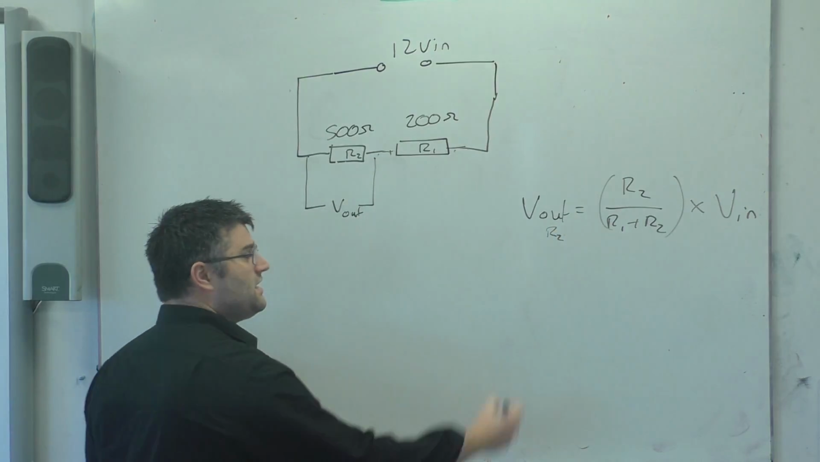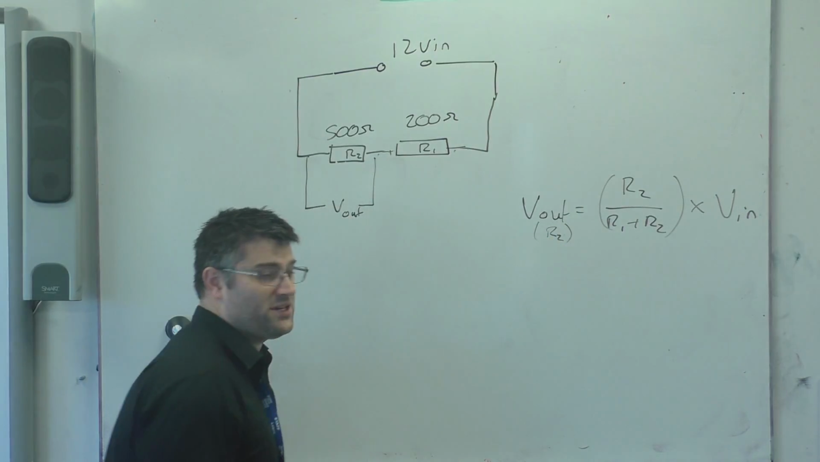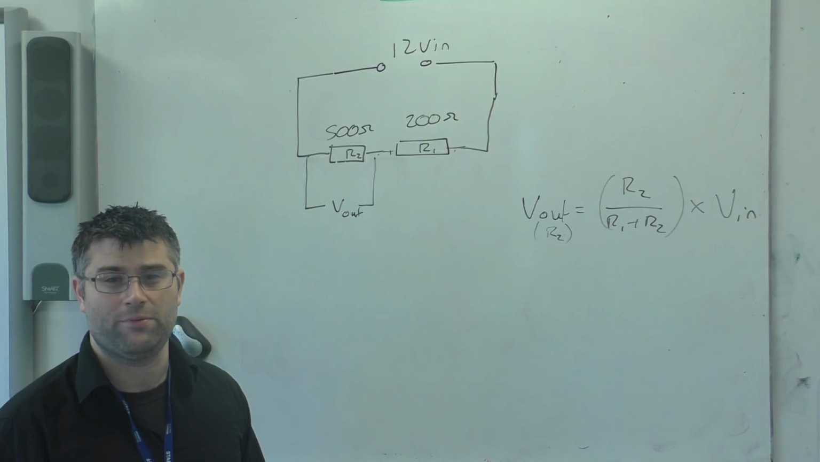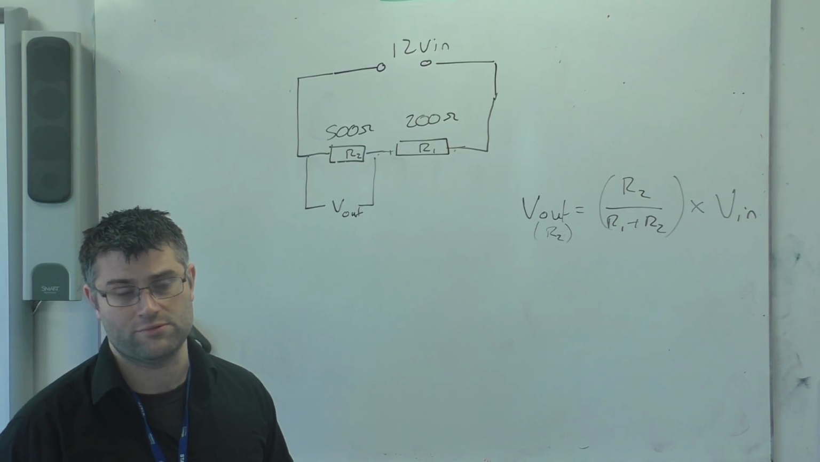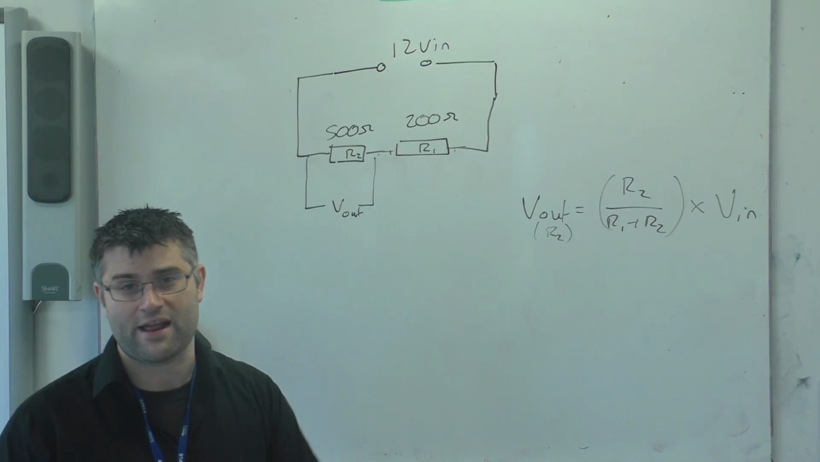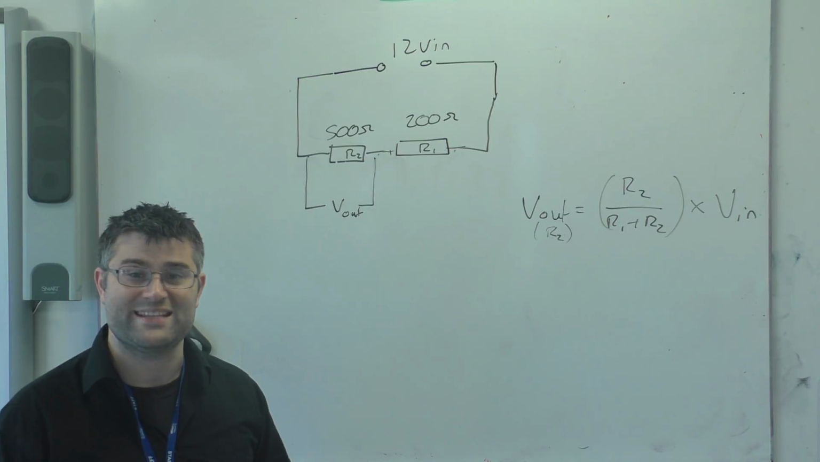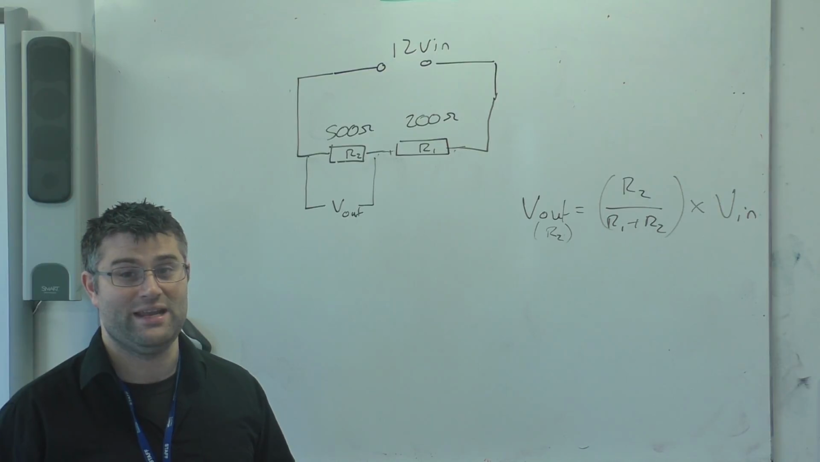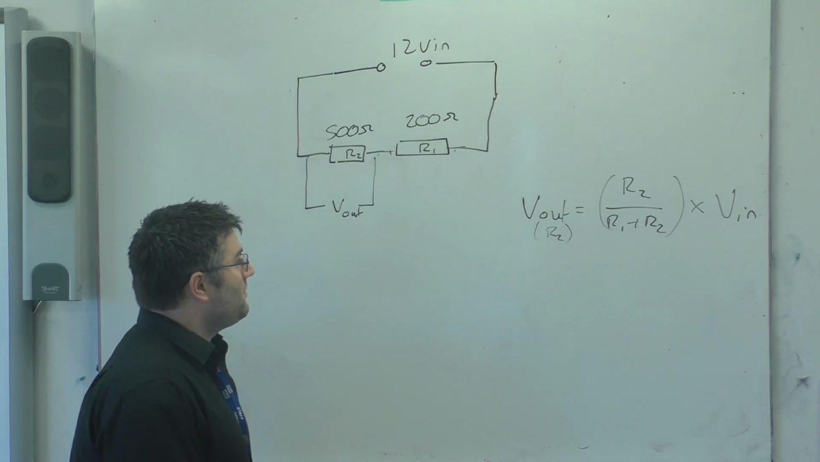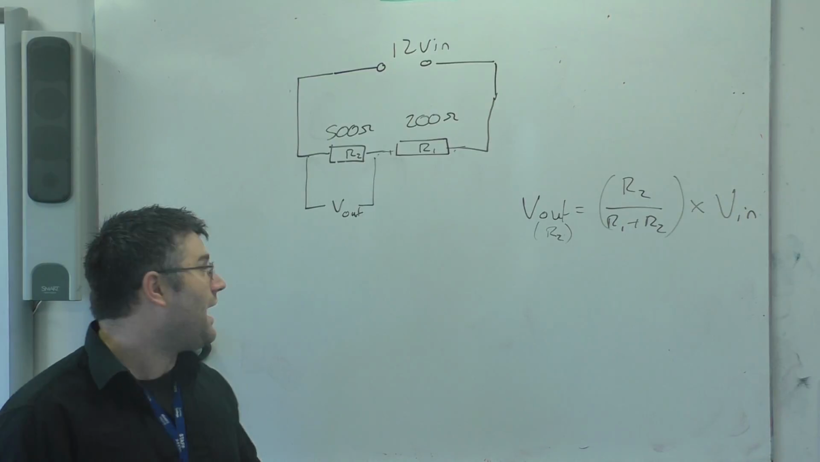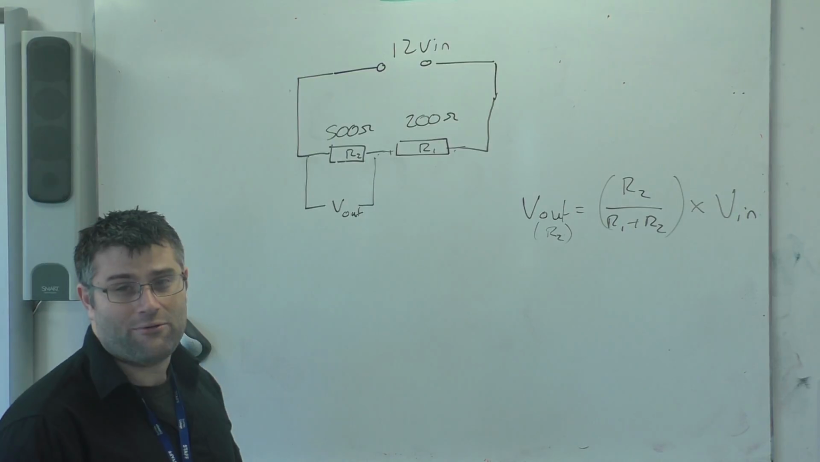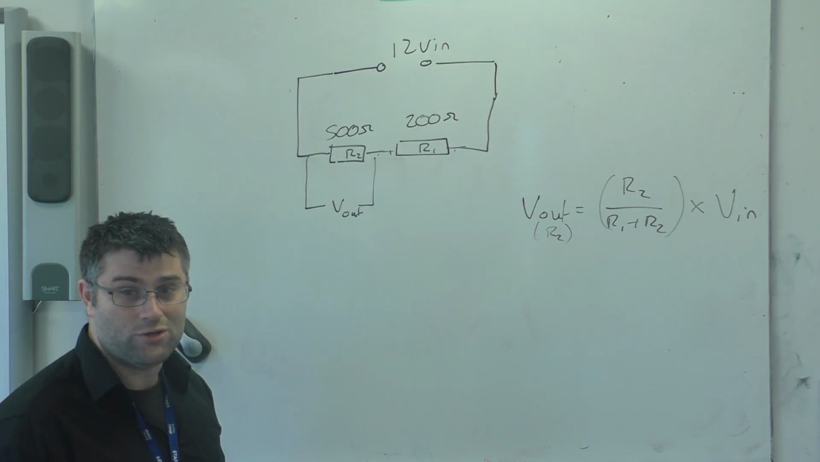I'm not saying that you shouldn't use this equation. I'm saying this equation is for people who aren't confident with their circuit rules and feel like they need that kind of crutch. If you feel like you need that, great. But most people will see in a second that actually you don't need it. So how would I work this out? How would I work out what the voltage out is across here? Well, I would just use Ohm's law.